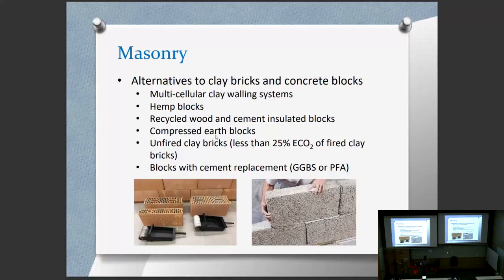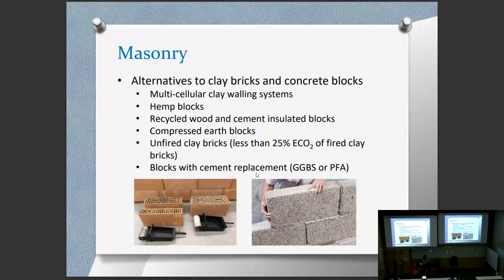Okay, compressed earth block and unfired clay bricks, but they can be used only for the dry climate. For dry climate, no rain, not humid, then we may use these kind of block, but not possible for Hong Kong.